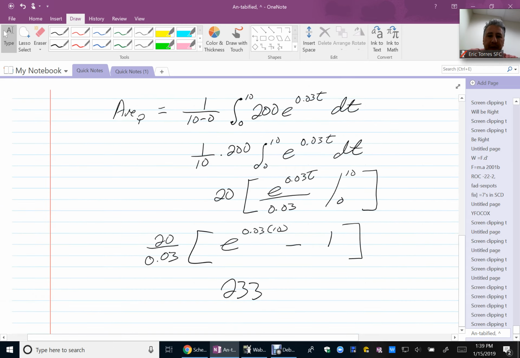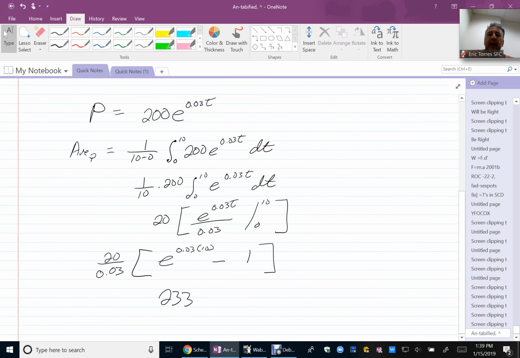So I had a house purchased at $200,000, expecting it to grow at a rate of 3% continuous per year for 10 years. We'll have an average value of $233,000 over that 10-year period. So it's really a pretty straightforward, simple setup.